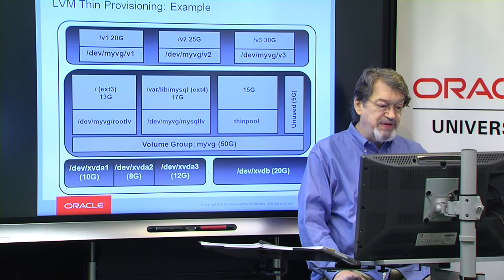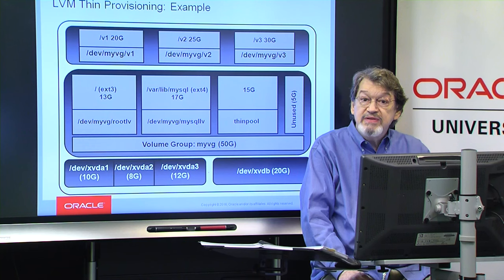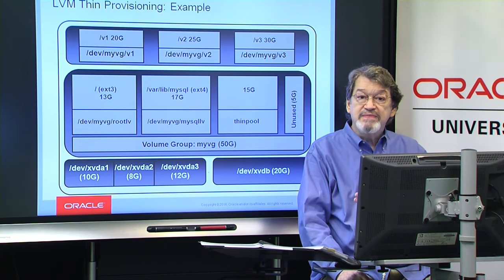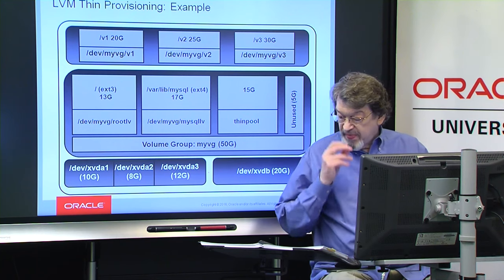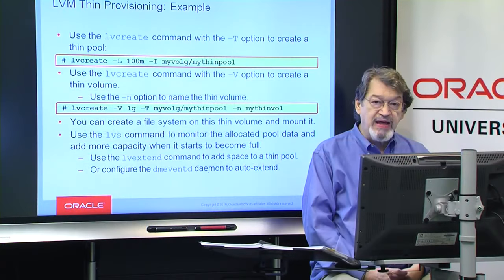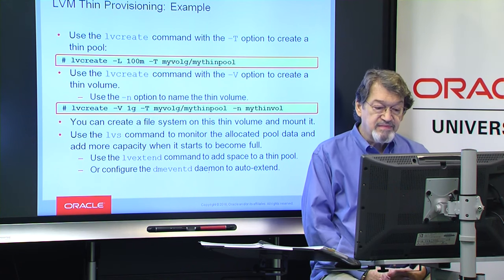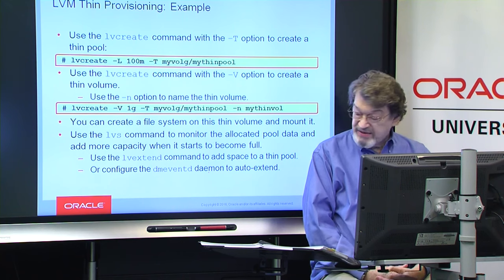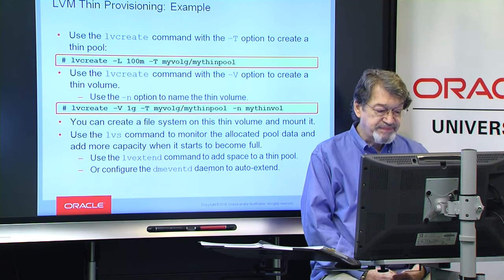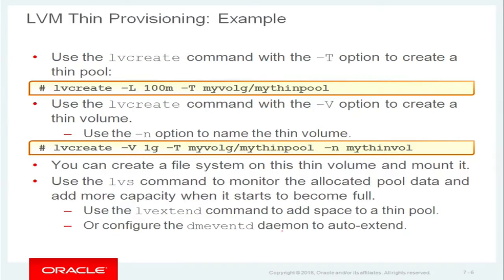It allows me to create some additional storage that I may not have enough space in my volume group to support. So we have some different syntax. Here, once again, it looks like lvcreate -L, and then I add a -T. This is the new option. It creates a thin pool, and that thin pool then gets managed by the Linux 7 LVM manager.